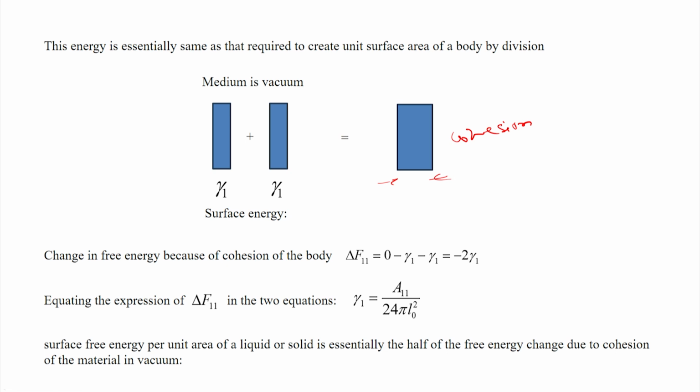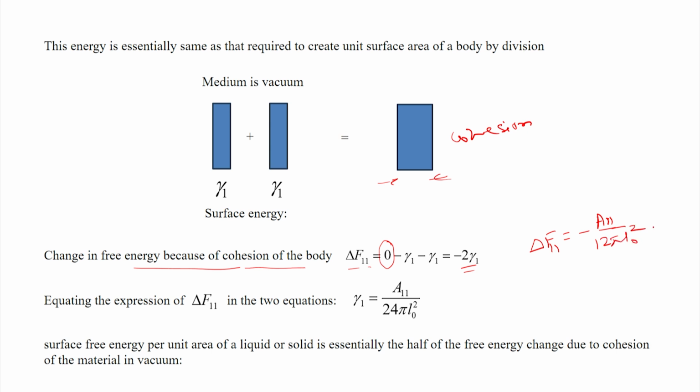So, as a result, the change in free energy for this case, when the same materials are brought together, or cohesion of the same materials, the final state has no interfacial energy, that is 0. Initial energies are gamma 1 and gamma 1, so that is minus 2 gamma 1. So, the change in free energy because of the cohesion of this material will be minus 2 gamma 1, and delta F11, in the last slide I have derived it, is equal to minus A11 over 12 pi L0 square.